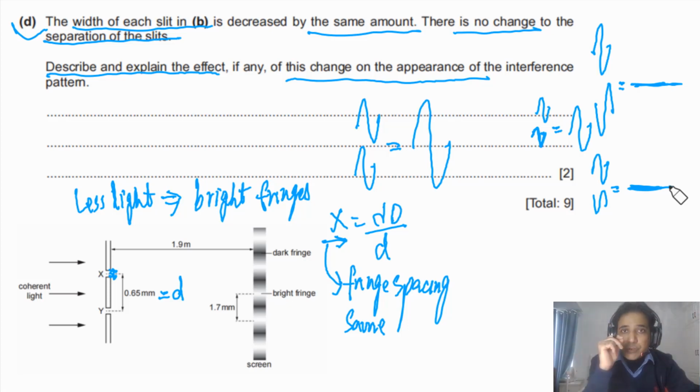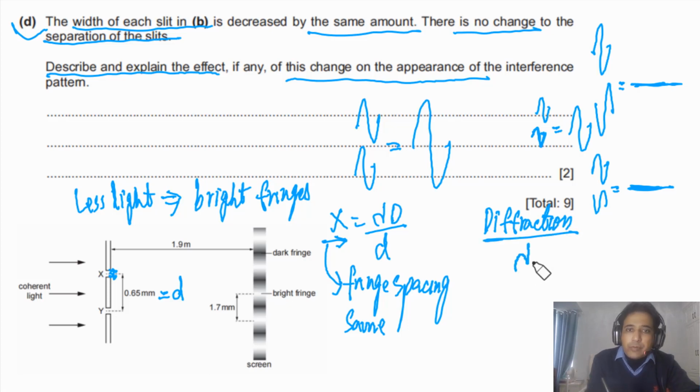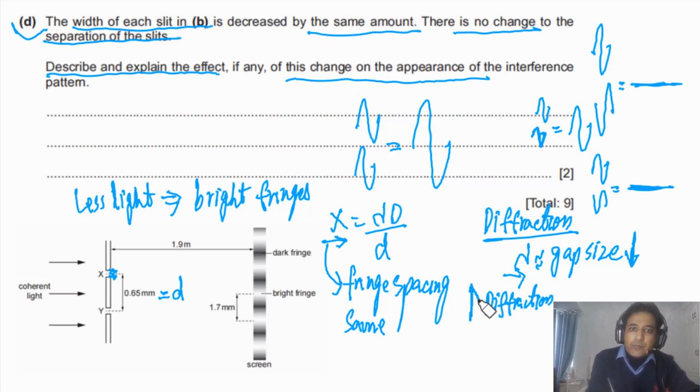One thing more we need to understand: diffraction. One very important point about diffraction. When the wavelength of the wave is almost equal to the gap size, significant diffraction takes place if these two quantities are almost the same. But if we decrease the gap size and keep the wavelength the same, in this case diffraction increases. And vice versa is also true.